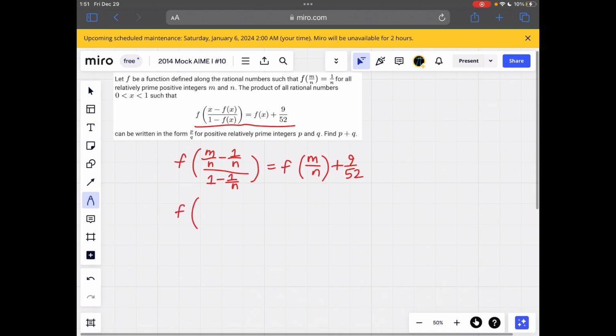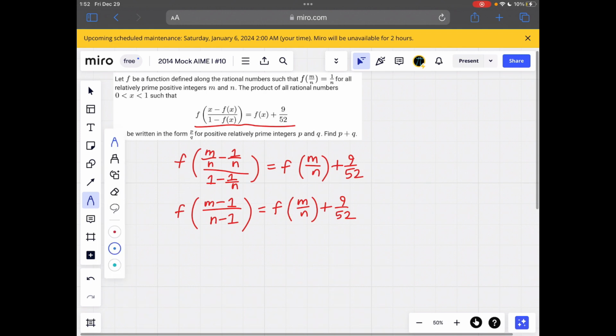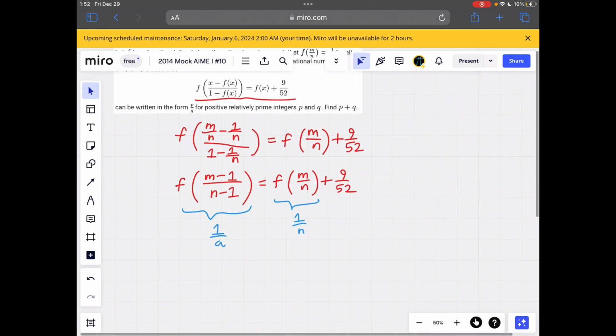If we multiply both numerator and denominator by n, we end up with f of (m-1)/(n-1) minus 1 over n minus 1 equal to f of m over n plus 9 over 52. We said that x is going to equal m over n for relatively prime positive integers m and n, so f of m over n is just 1 over n. But f of (m-1)/(n-1) is not necessarily 1 over n minus 1, since they may not be relatively prime anymore if you subtract 1 from both numerator and denominator. So let's just call this 1 over a and find values of a and n for which 1 over a minus 1 over n is equal to 9 over 52.